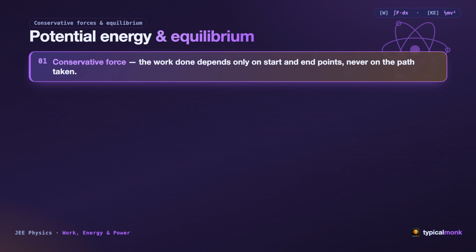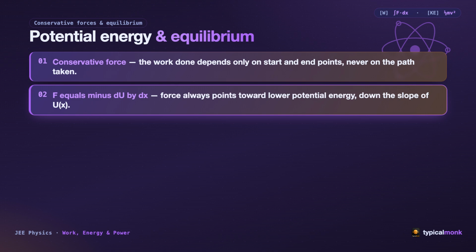and it is subtracted, never ignored. Now, which forces even get to have a potential energy? And what does that curve tell us about balance? First, a conservative force. Move a particle between 2 points by any path you like, and the work done by a conservative force is exactly the same every time. It depends only on where you started and where you ended.